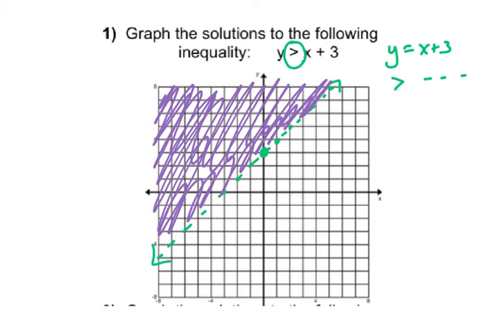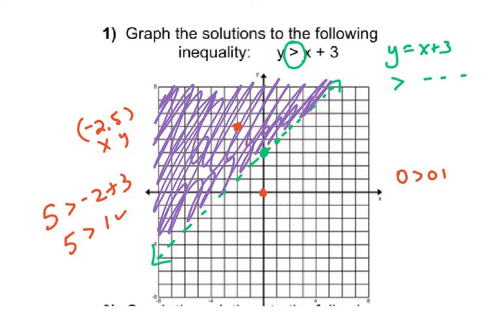And that's my solution. So what it means is, if I get this ordered pair right there, that ordered pair is -2, +5, that means that if I was to plug in for x and y into that inequality, 5 is greater than -2 plus 3, that's going to be a true statement because it's in that shaded region. If I was to pick something like 0, 0 and plug it in, 0 is greater than 0 plus 3, that is false, not true, and that's why it's not in the shaded region.